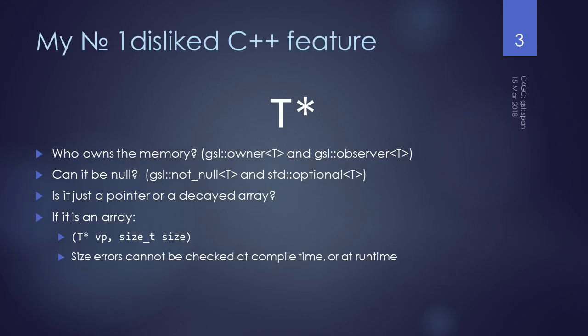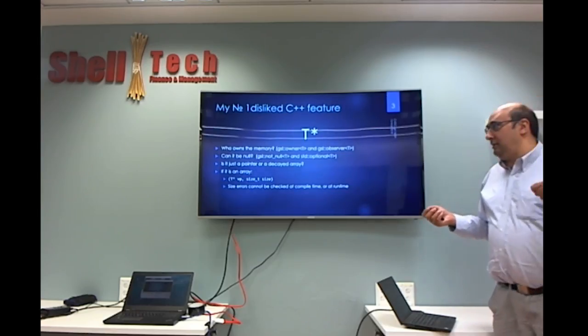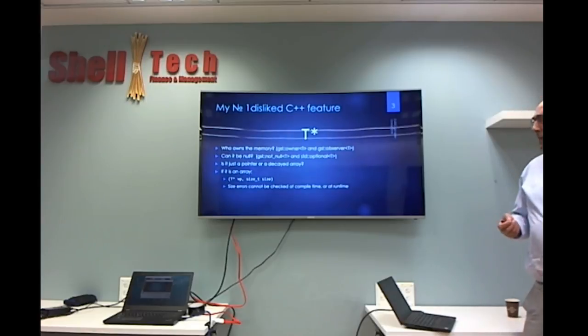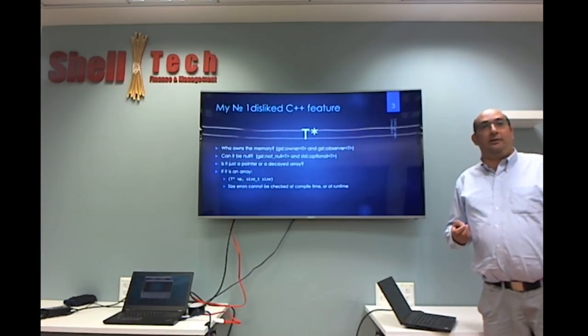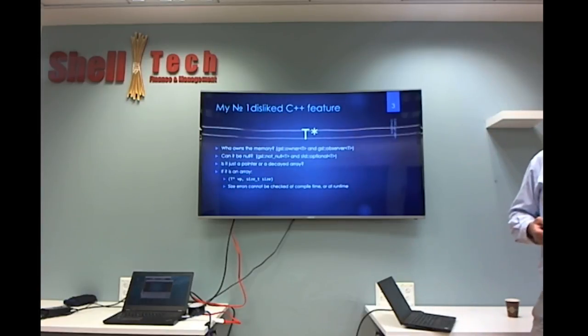Here are some questions whose answers are not there. Who owns the memory? Can I do it? Do I need to allocate, deallocate? Can it be null? It's a pointer, and a pointer can be null or not null. And if it's a pointer, does it point to one object, or maybe we have an array here that has decayed into the pointer?